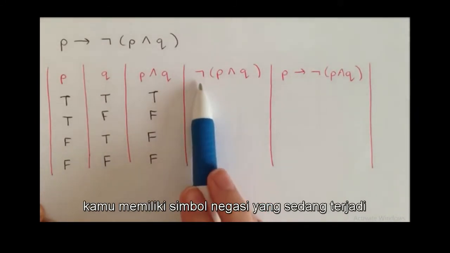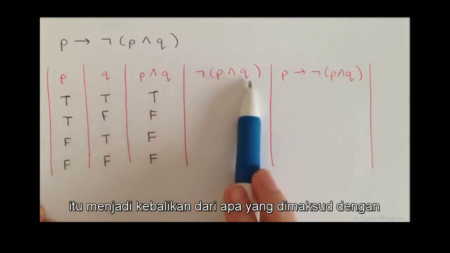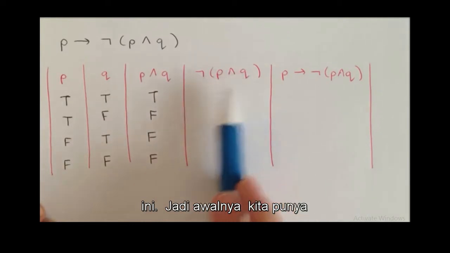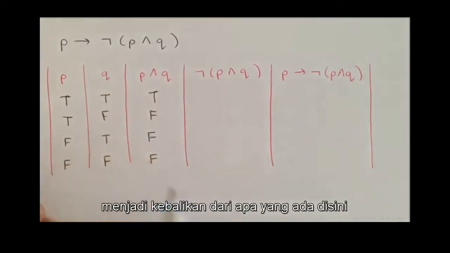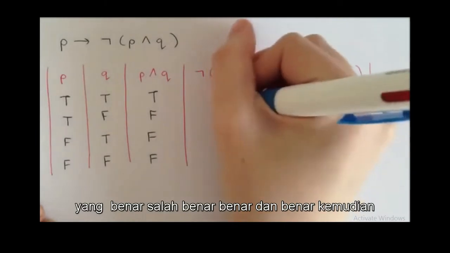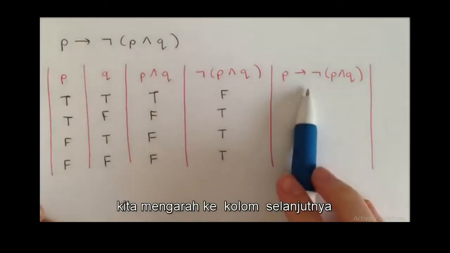Now we go to the next column over, not P and Q. Anytime you have this negation symbol, it's going to be the exact opposite of what it's in front of, basically. So we've got the P and Q column, not P and Q is going to be the exact opposite of what is here, which is false, true, true, and true.